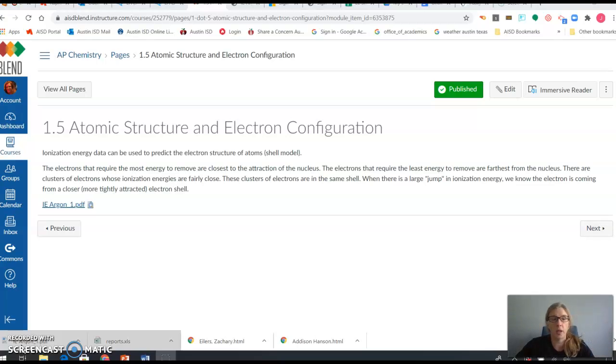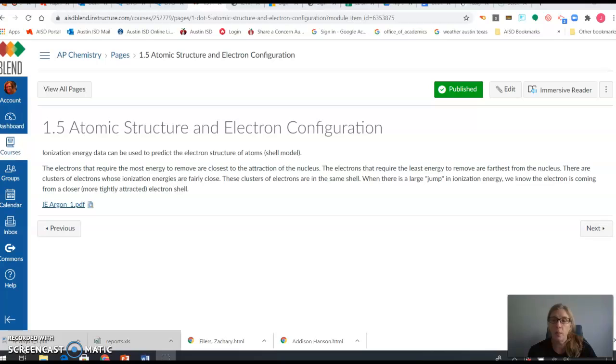The thing about ionization energy data is that we can use it to predict and support the model that we have of the electron structure of atoms, which is the model of electrons being in specific shells. The electrons that require the most energy to remove are going to be closest to the attraction of the nucleus. According to Coulomb's law, the smaller the distance, the greater the force of attraction. And the electrons that require the least energy are going to be farthest from the nucleus.